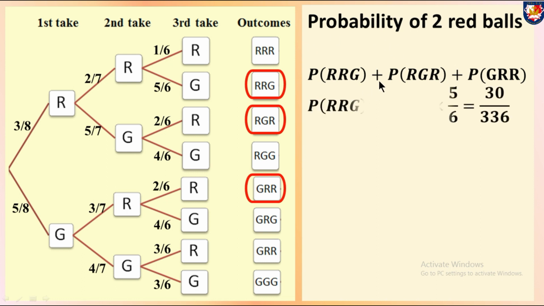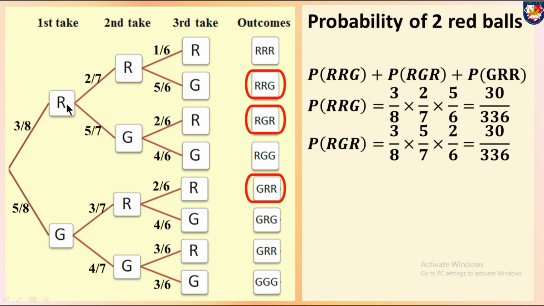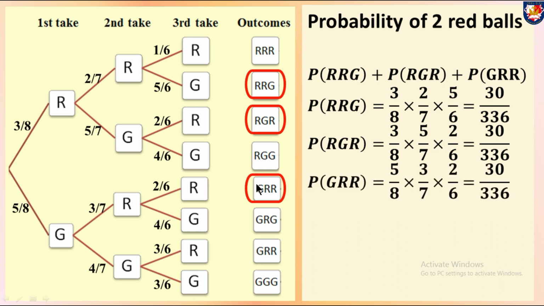Now we're going to find the probability of red, red, green. The probability of this outcome is 3 per 8 times 2 per 7 times 5 per 6. It is equal to 30 per 336. Now, the probability of red, green, red is equal to 3 per 8 times 5 per 7 times 2 per 6. It is equal to 30 per 336. And the last one, the probability of green, red, red, is 5 per 8 times 3 per 7 times 2 per 6, equal to 30 per 336.